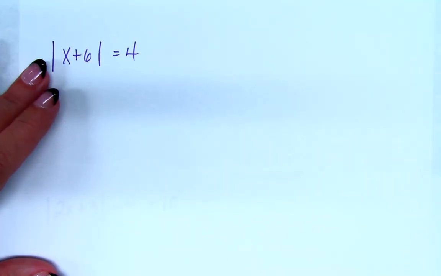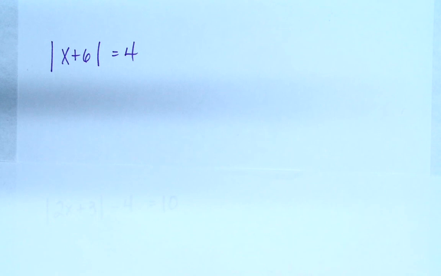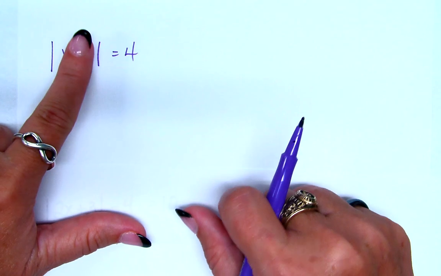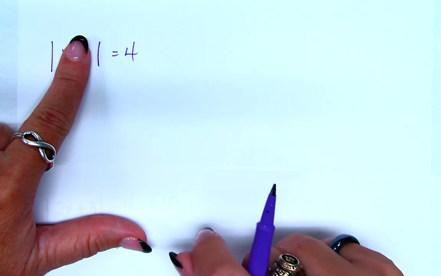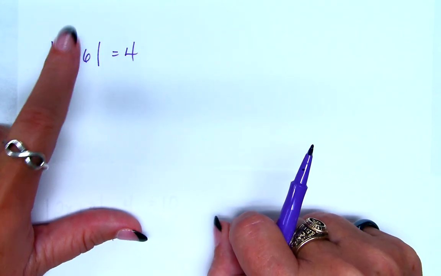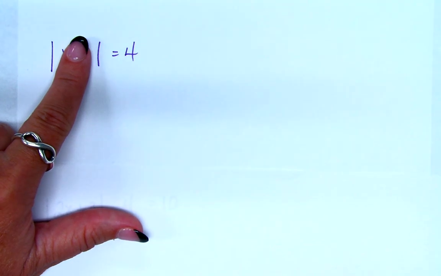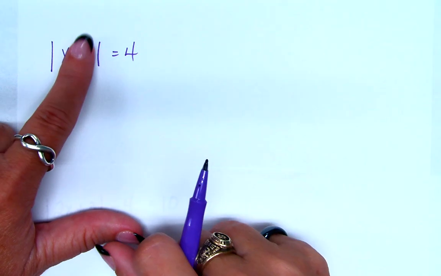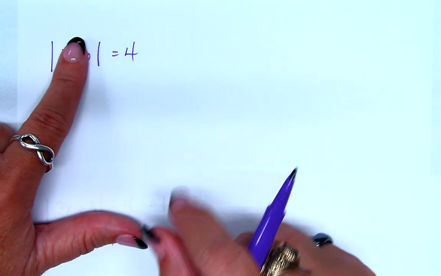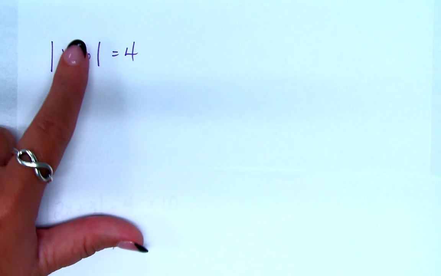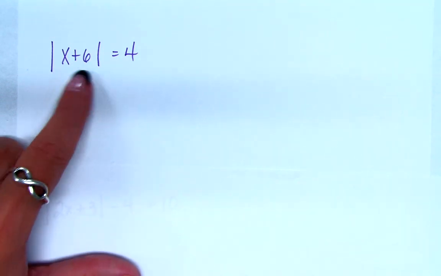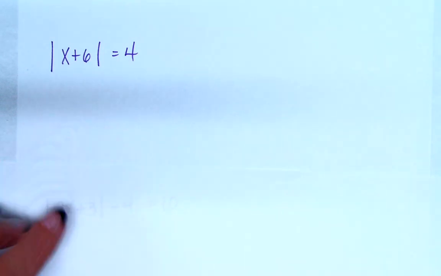So when I start an absolute value problem, the first thing I need to do is make sure the absolute value is isolated. Isolate the absolute value. What I mean is, is there anything being added, subtracted, multiplied, or divided to this absolute value, or outside of the absolute value? There's nothing. There's stuff inside the absolute value, but I need to make sure nothing is outside the absolute value.